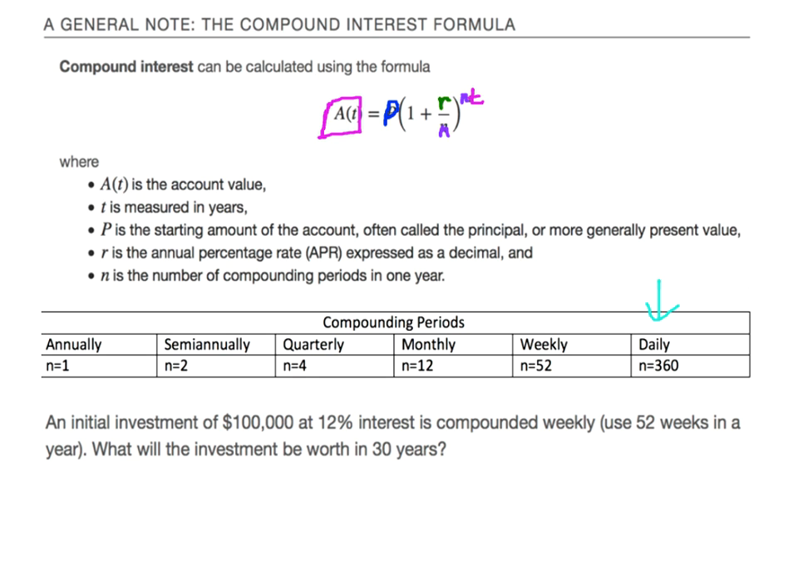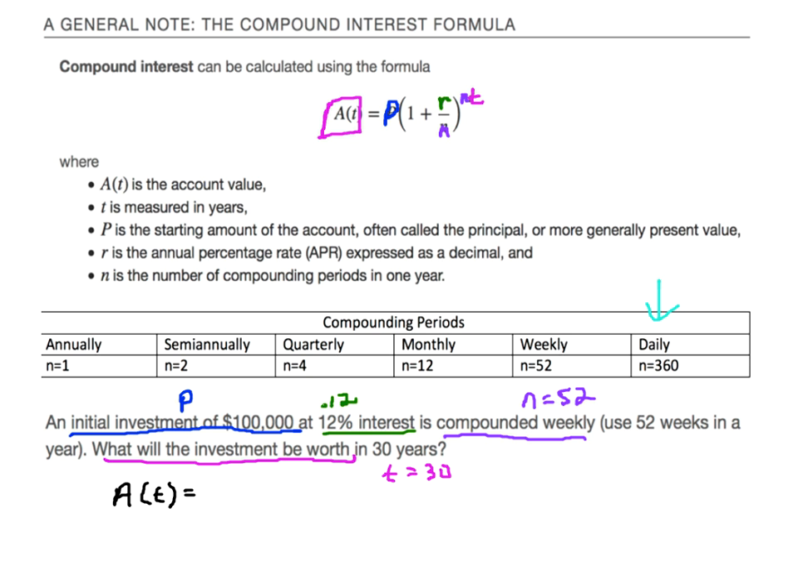Okay, so we have an initial investment of $100,000. That's our principal. At a rate of 12%, that's written as 0.12, compounded weekly. That means N is equal to 52. What will the investment be worth? So what is our accumulated value for a T of 30 years? So we just plug everything in.